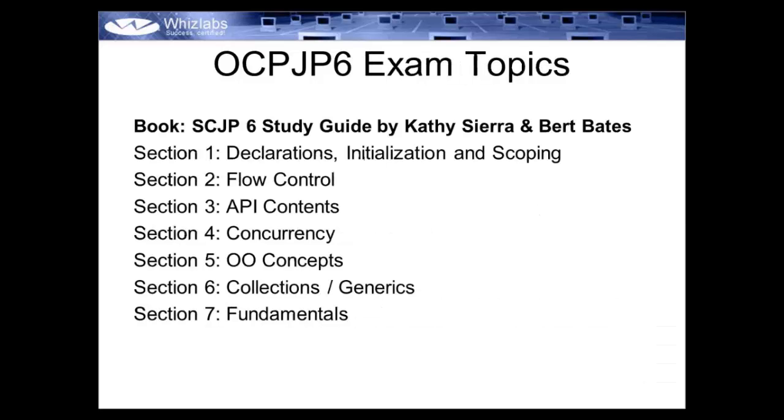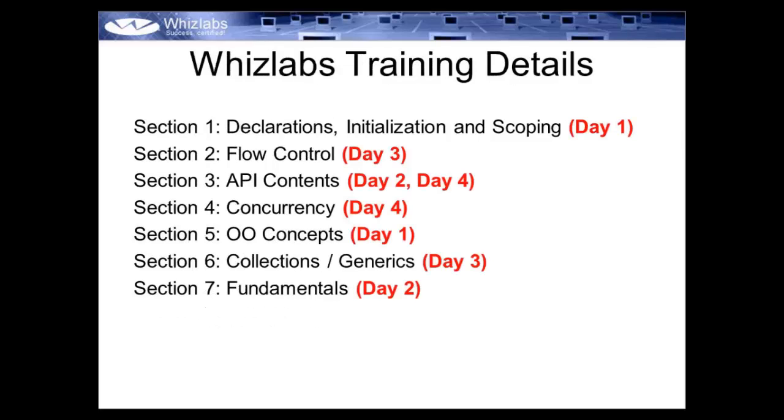Now the book that we recommend for this OCJP 6 exam is the SCJP 6 Study Guide by Kathy Sierra and Bert Bates. This is an excellent book to study for this exam, and this is the book that we also follow in our 4 days of training. So when you join this training, you will actually need to have this book. Based on this book, I have divided the complete exam syllabus into these 7 sections. This slide will tell you which section is covered on which day of our training. You can see all 7 sections are covered based on a logical flow on a particular day of the training.